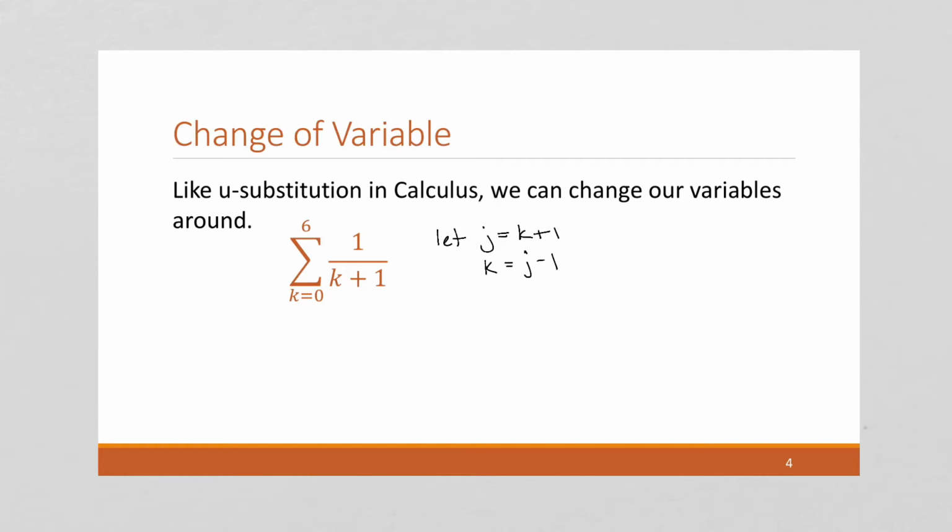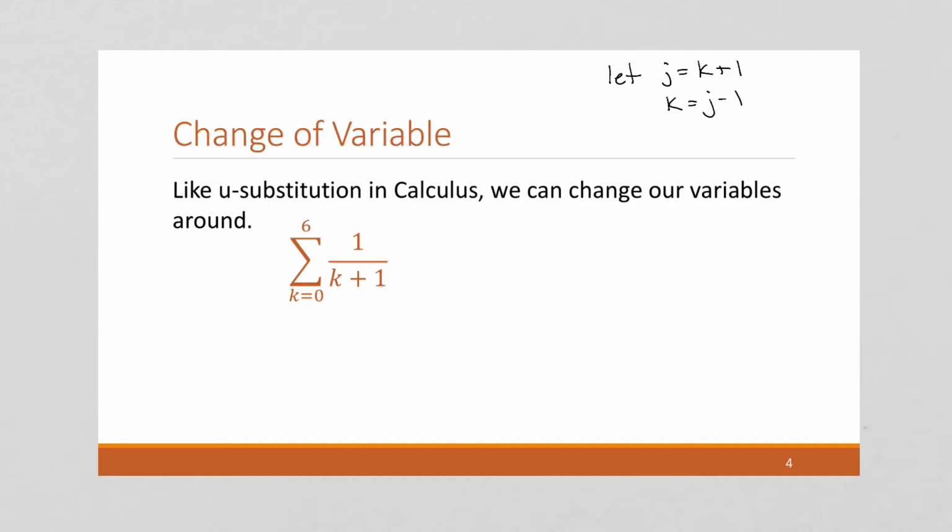So these two equations mean the same thing, and they're equivalent. But sometimes one might be more useful to look at than the other. So the way we're going to do this, let me write these up here. Let j equal k plus 1, which means that k equals j minus 1.